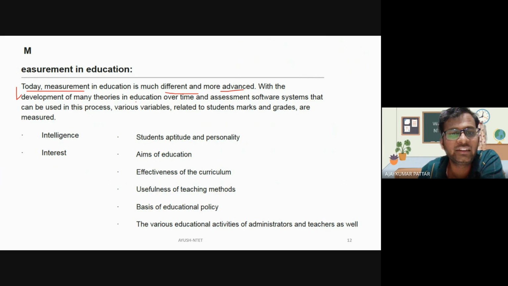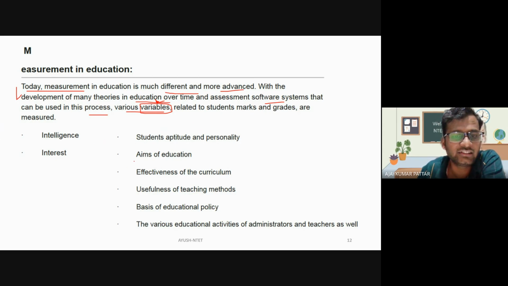Today measurement in education is much different and more advanced with the development of many theories in education over time and assessment software systems. In this process various variables related to students' marks and grades are measured. Variables, you also know this concept from research methods. That will vary. Variables are name, age, sex, blood pressure, everything that varies from individual to individual. So what are the various variables related to students?